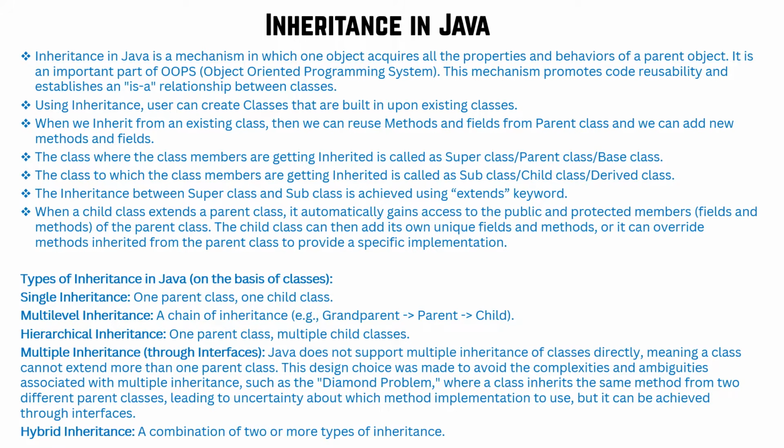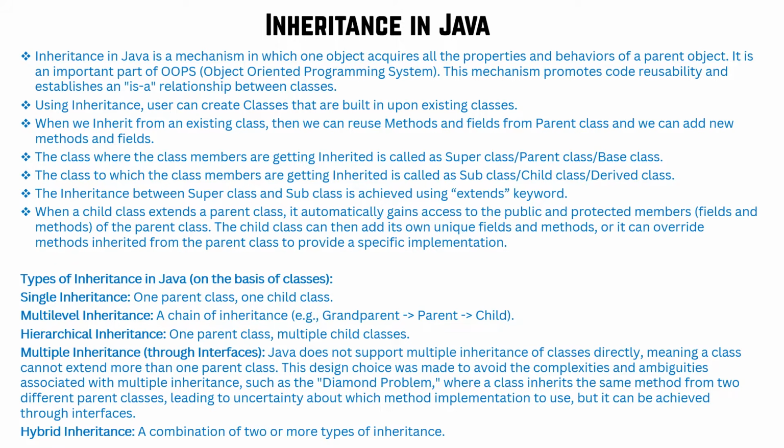So Java does not support multiple inheritance of classes directly, meaning a class cannot extend more than one parent class. This design choice was made to avoid complexity and ambiguities associated with multiple inheritance, such as the diamond problem, where a class inherits the same method from two different parent classes, leading to uncertainty about which method implementation to use. But multiple inheritance can be achieved with the help of interfaces, which I'll be covering today. Then hybrid is a combination of any two or more types of inheritance already discussed. So there are five types of inheritance.